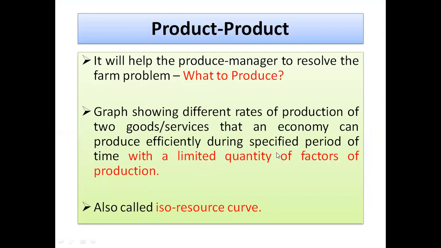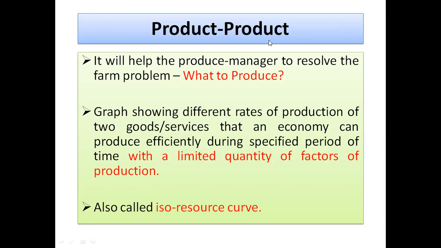Next is our product-product relationship. With that, our factor-factor got over. We will discuss the isoquant in detail in the next lecture, but for a brief introduction in today's lecture, factor-factor got over. Now, the product-product relationship. It will help the producer or manager to resolve the farm problem, that is, what to produce. We have limited resources, and you have to use those limited resources to produce two products. Now the question is how you can combine those two products so that you can get maximum profit, right?